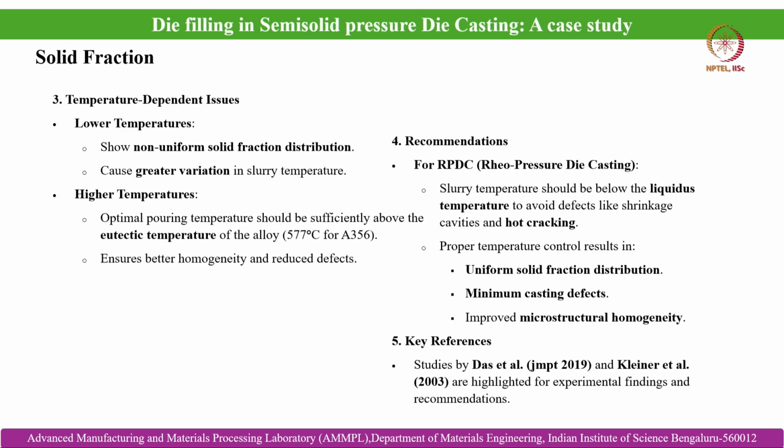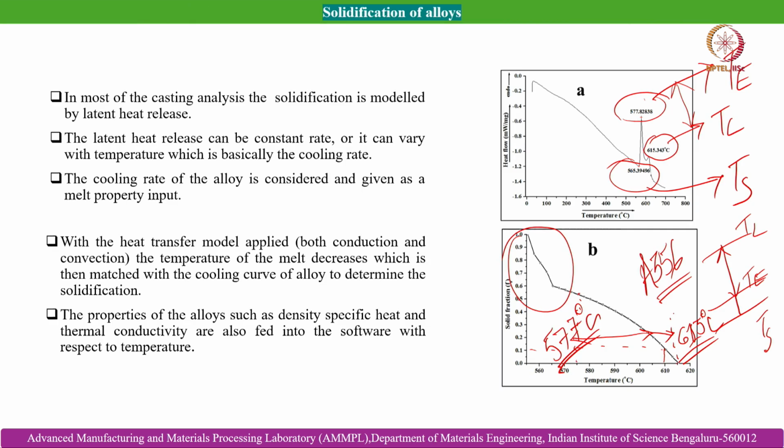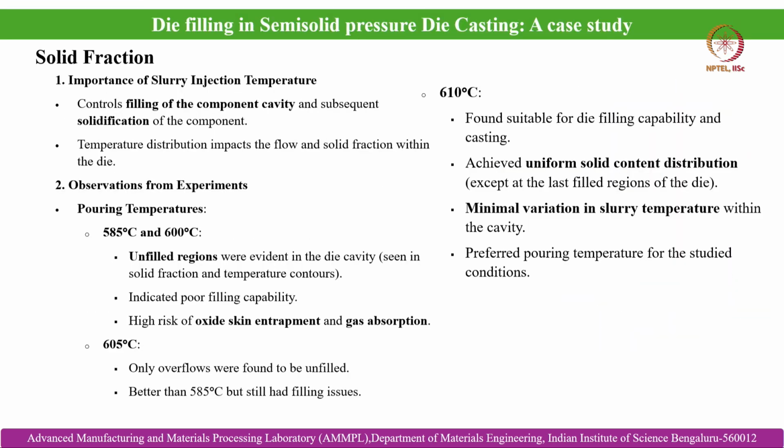So if we go back to the solid fraction findings that we have discussed over here, the pouring temperature in the case of 585 and 600 we have already discussed based on the contour of solid fraction distribution.